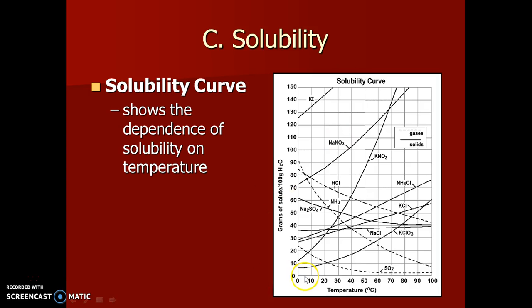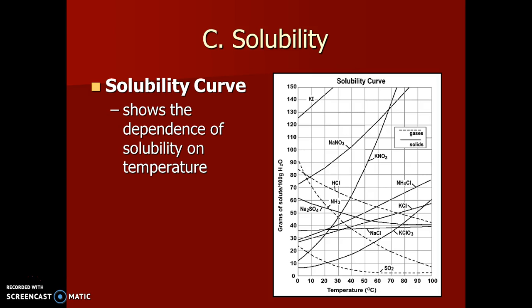Notice the solid lines represent solids, and they almost all increase their solubility with an increase in temperature. They go up, some more than others, but they all increase with temperature. Gases, however, decrease with increasing temperature. So the solubility of sulfur dioxide or ammonia actually decreases in water as we increase the temperature. The solubility of solids increases with an increase in temperature. The solubility of gases and liquids decreases with an increase in temperature.